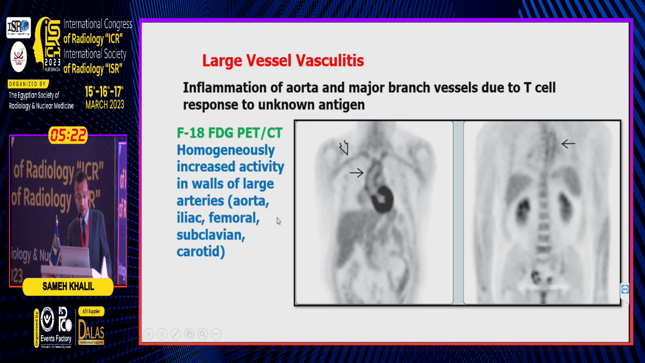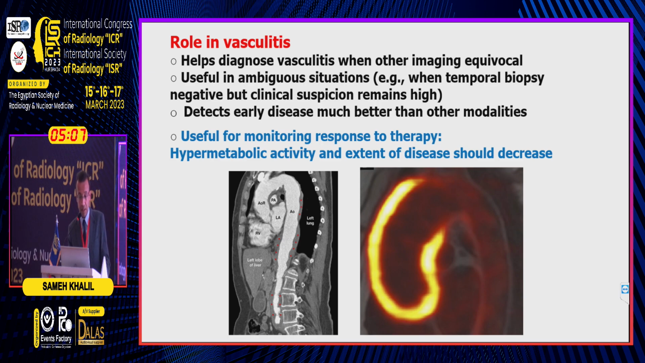As regards vasculitis, PET is indicated in equivocal cases, like when there is no high elevation of the enzymes or the inflammatory markers, or a missed biopsy. In vasculitis, we can see homogeneous, intense tracer uptake all over the blood vessel, and we can monitor the response of treatment on this uptake.